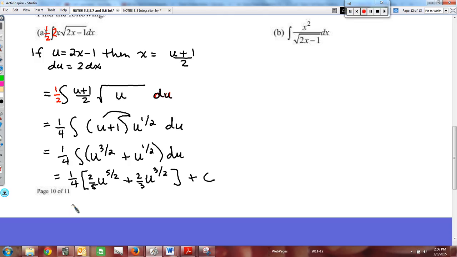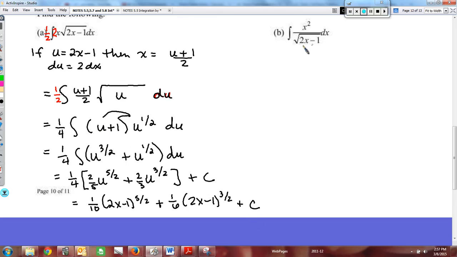And then at the very end you always have to go back to the variable that you started with. So my 1/4 of 2/5, I'm just going to go ahead and distribute while I'm here, would give me 1/10. My u was 2x minus 1 to the 5/2 plus distribute I get 1/6 2x minus 1 to the 3/2 plus c. So by doing a u substitution a little differently than what we did before, I can turn a problem that I can't integrate into something that I can use a power rule on, and then I can integrate it.